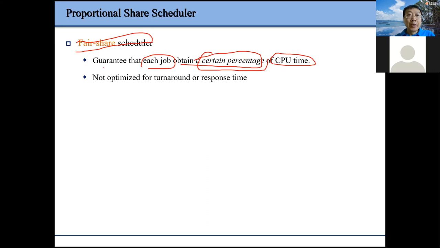Here, we don't optimize for turnaround time or response time. We only optimize for fairness, because in the beginning we already say that this is fair. You have 20%, you have 20%, you have 40%. Then how to determine this percentage? The system or the admin already assigns those percentages, so our scheduler will guarantee this percentage can be reached.